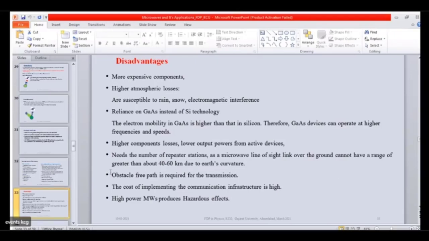And another disadvantage is that if you want to have a terrestrial communication between transmitter and the receiver, then the path of the signal should be obstacle free, right? No obstruction in the path of the electromagnetic radiation should be there. And the cost of implementing the communication infrastructure is high, right? And another important disadvantage of microwave technology is that high power microwaves produce hazardous effects, right? Microwaves can produce the hazardous effect if the power of the radiation is high. So whenever you are dealing with a microwave signal, you should be careful about the hazardous effects produced by the microwaves.